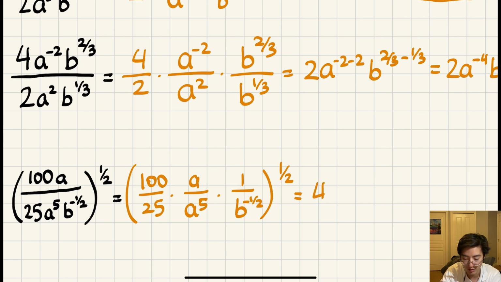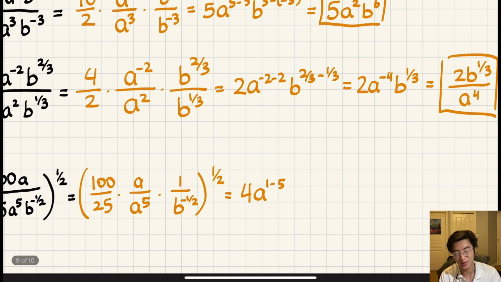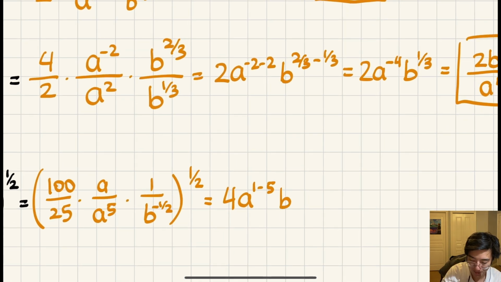Okay, so 100 divided by 25, we have a 4. A to the power of 1 minus 5. And then we have b to the power of negative 1 over 2. Right? And when we get to the b to the power of negative 1 over 2, we notice something here. We also have a negative exponent here. But this negative exponent is also in the denominator. So when we get rid of this negative sign, we just end up flipping it back up again. Right? So 1 over b to the power of negative 1 over 2 is just b to the power of positive 1 over 2.